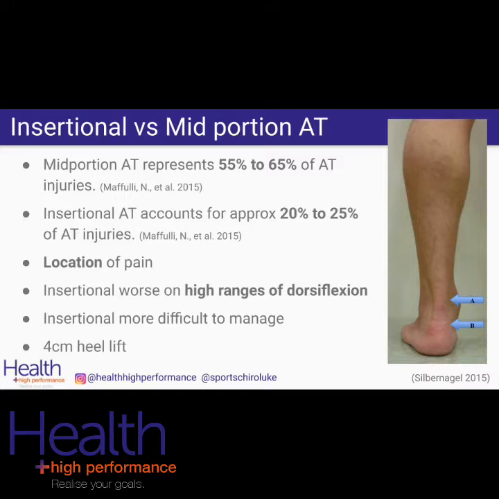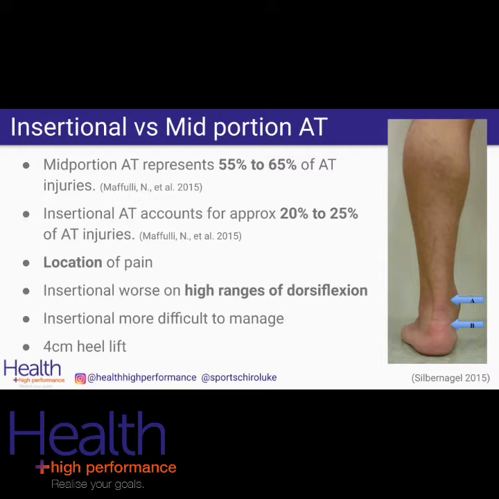First up, the most common cause of Achilles tendon pain is either mid-portion tendinopathy or insertional tendinopathy. Mid-portion tendinopathy is more common at 55 to 65% of all Achilles tendon injuries. The location of pain is the biggest telltale sign here, and you can see this image on the right-hand side. Mid-portion tendinopathy is felt a bit higher up at this letter A, whereas insertional tendinopathy is lower down.